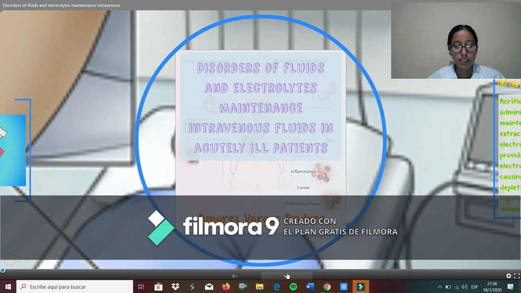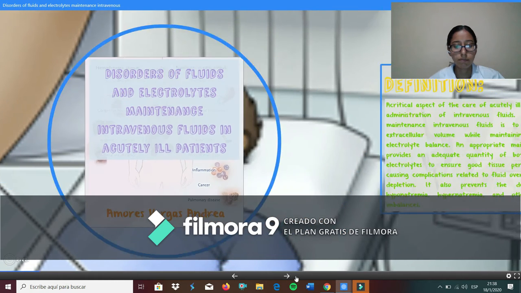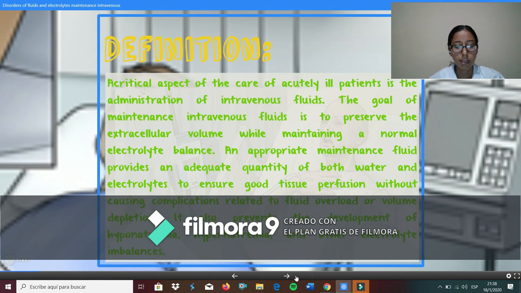Disorders of fluids and electrolytes and intravenous fluids in acutely ill patients. Definition: a critical aspect of care of acutely ill patients is the administration of intravenous fluids.